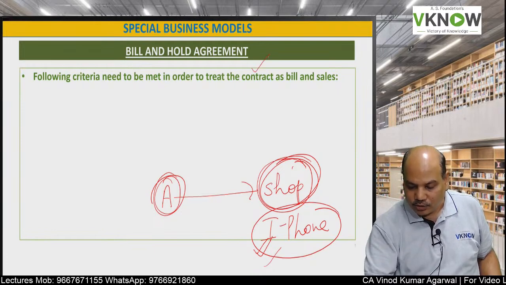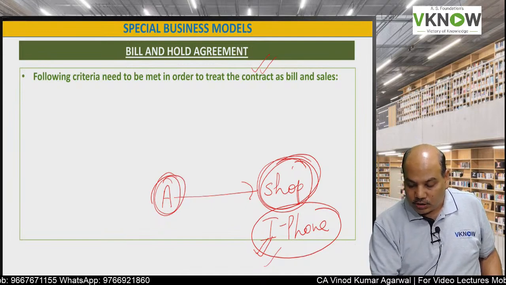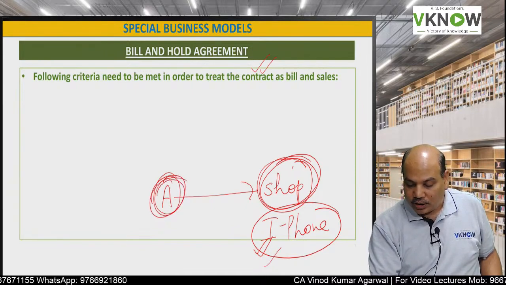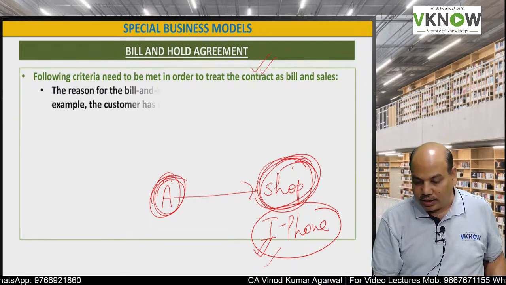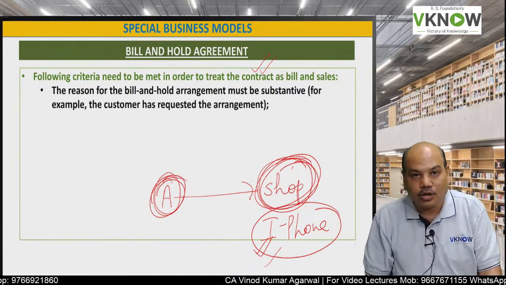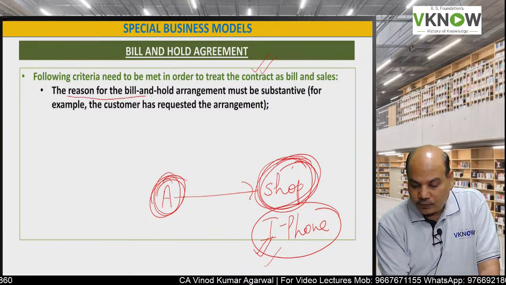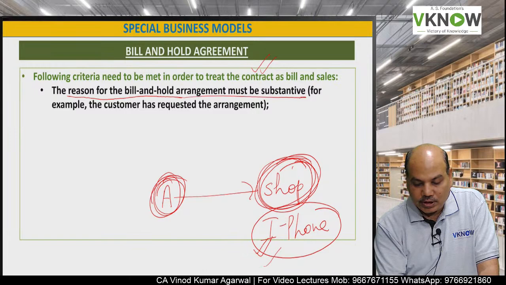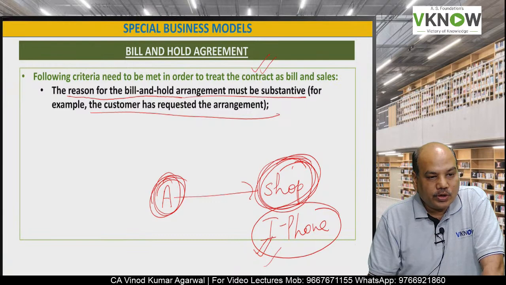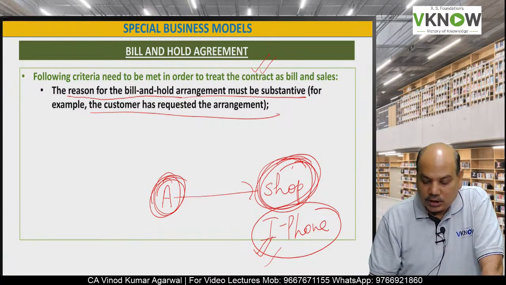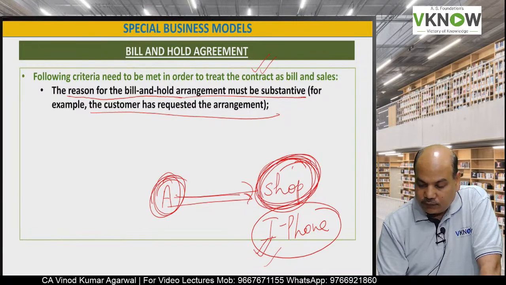And this is again a theory question for 4 to 5 marks in the exam. The answer is that revenue can be recognized today if certain conditions are fulfilled. The following criteria need to be met in order to treat the contract as bill and hold sale. First, the reason for the bill and hold arrangement must be substantive, which means the customer has requested the arrangement. The request should come from the customer. The customer should tell the shopkeeper, please hold this asset for some time.